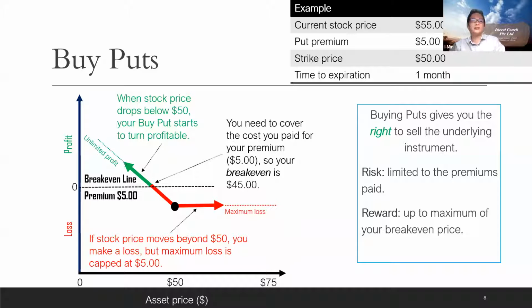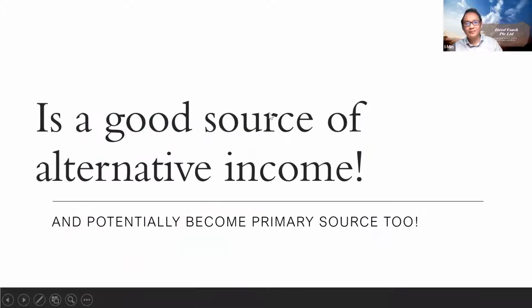So there are these two options we have. Call options and put options. Call options allow the option buyer to buy the underlying instrument, whereas the put option allows the buyer to sell the underlying instrument. Now with this basic understanding, can you explain to me how come options is a good source of alternative income, and potentially can become a primary source of income? What is the thing that options can do that you cannot do with stocks?